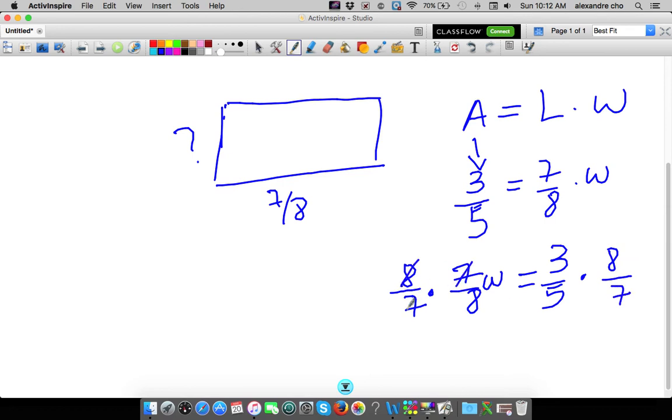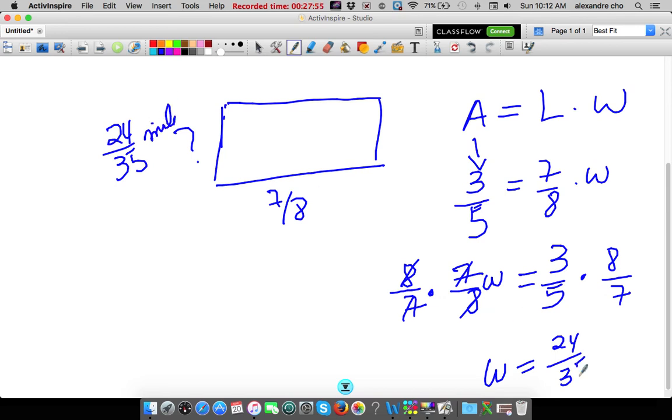7/8, multiply on that side by 8/7. This and this and this and this all will become one big 1. So you're going to get 1 W, or just W. On this side, 3 and 8 on top is 24, and 5 and 7 at the bottom is 35. So the width is 24 over 35 miles. Wow, it's a big parking lot. That's how I get my width. If you think about your equation, you're looking for a number that multiplied by 7/8 will give you 3/5, and that number is 24 over 35.